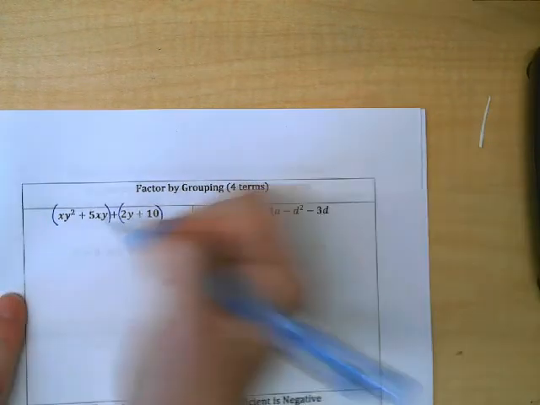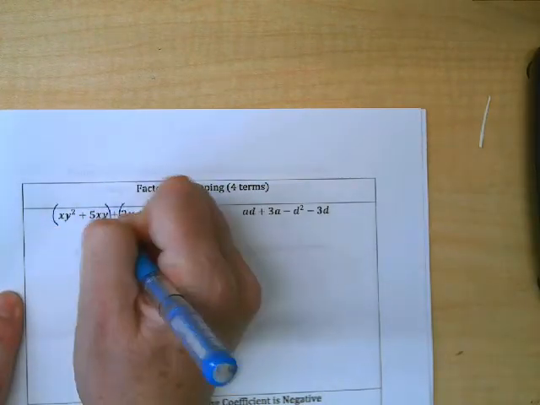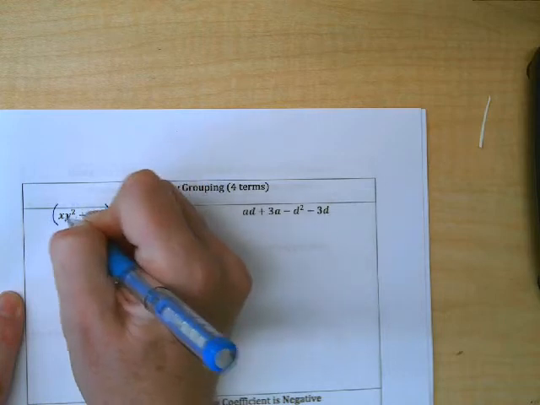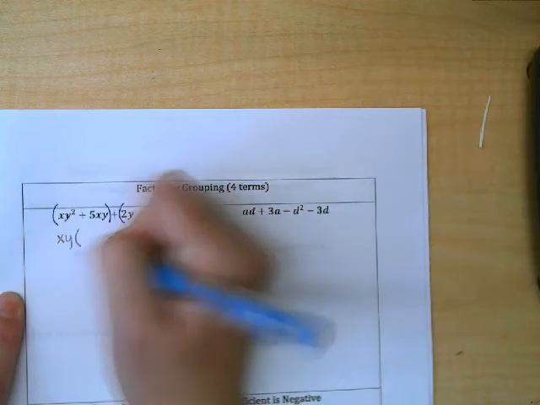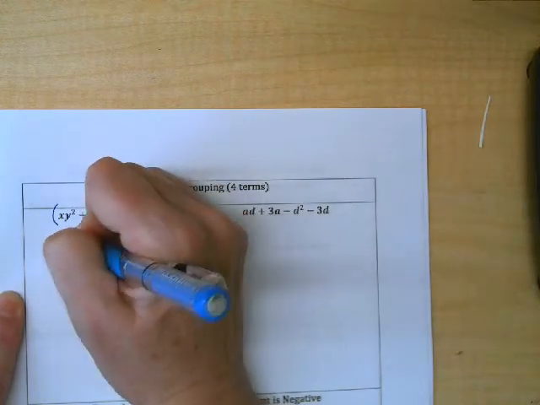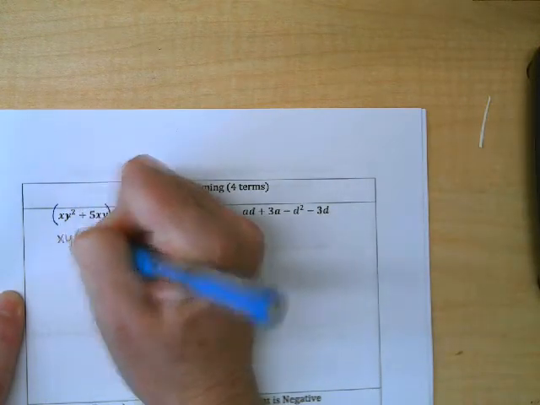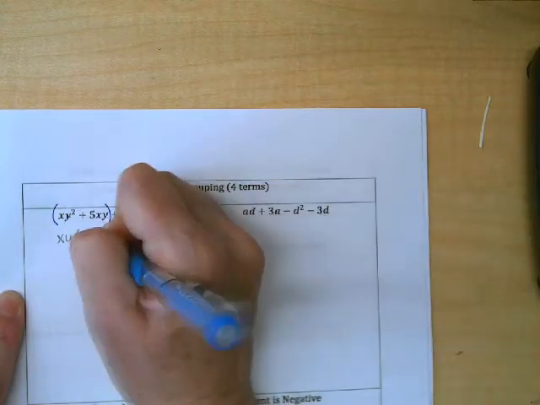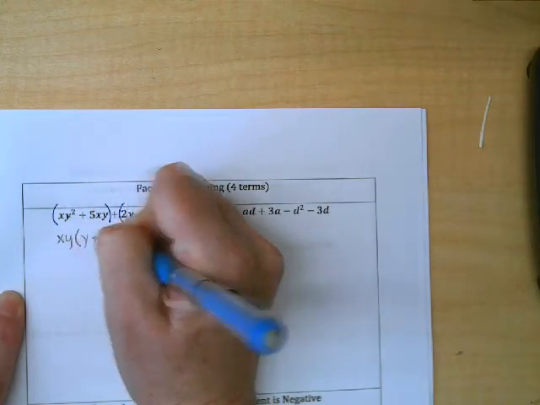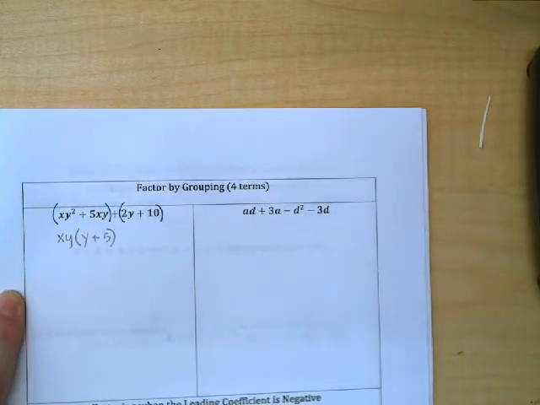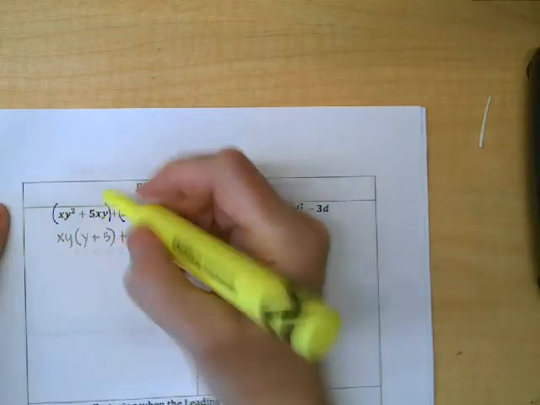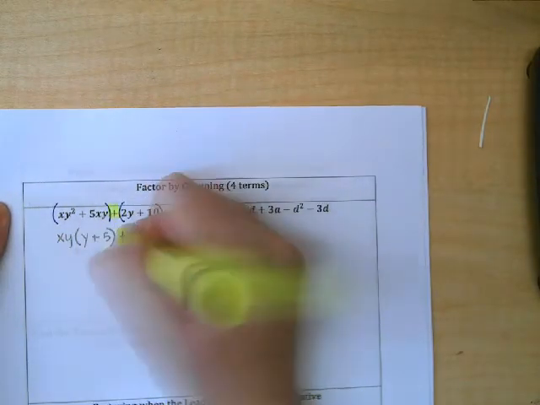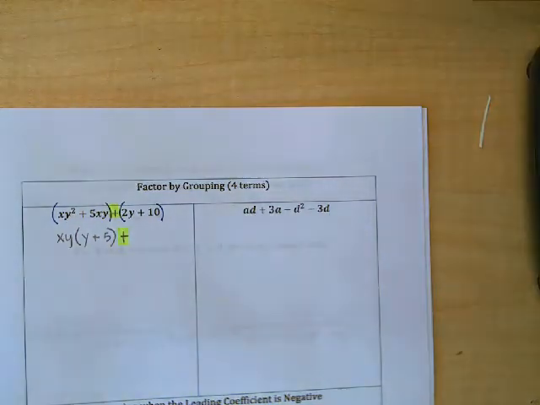So let's see. I find the greatest common factor in here, which is an x and a y. So I'm going to factor that out. xy times y will give me xy squared. xy times 5 will give me 5xy. Then I have to bring down this plus sign. This is important that you do this correctly. A lot of students leave that out, and it makes your work incorrect. So don't leave that out.